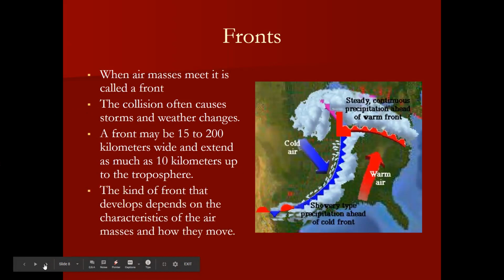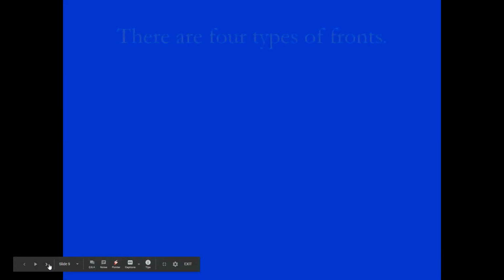Now, the kind of front that develops really depends on the characteristics of the air masses and how they're moving. Basically, what that means is what type of air mass is pushing out what type of air mass. That's going to determine whether it's a warm front, cold front, or the other two types we're going to talk about here in just a moment.